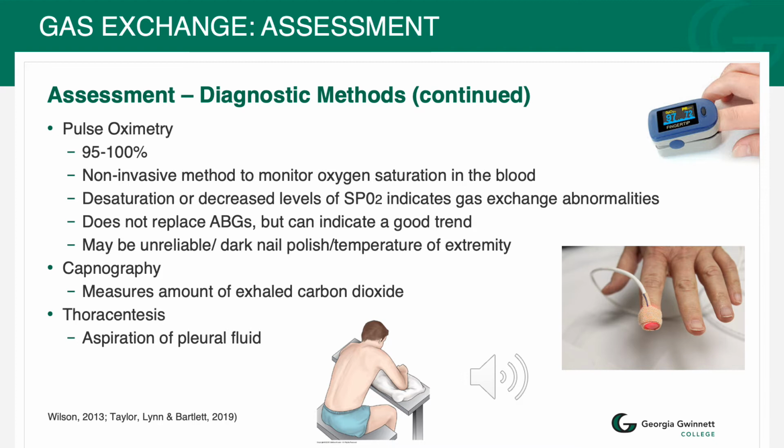But the pulse ox reading can be a really good trend to monitor your client's status. If someone starts having decreased levels of oxygenation of SpO2, it's called a desaturation. That does indicate gas exchange abnormalities. But make sure you realize that sometimes pulse oximetry can be unreliable. So if the perfusion is poor, if the extremity is cold, if the client has dark nail polish, you need to be aware of the reliability of that test.